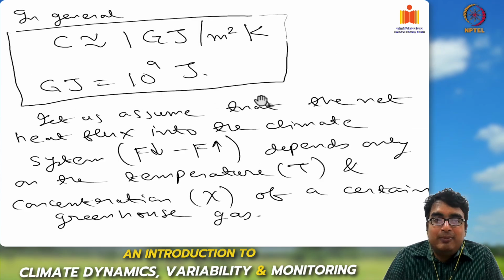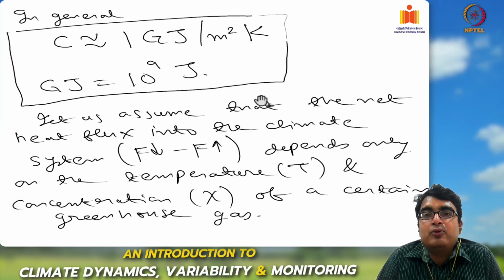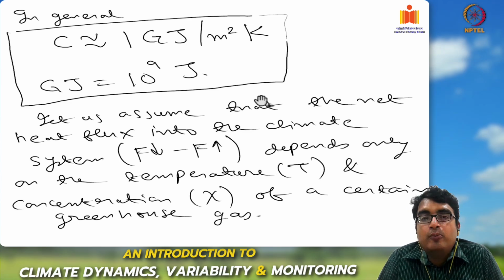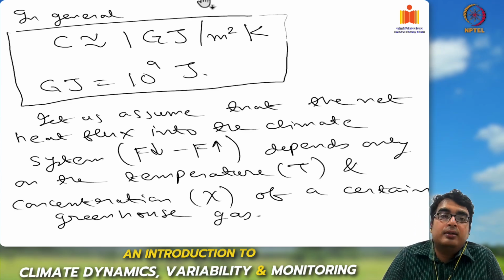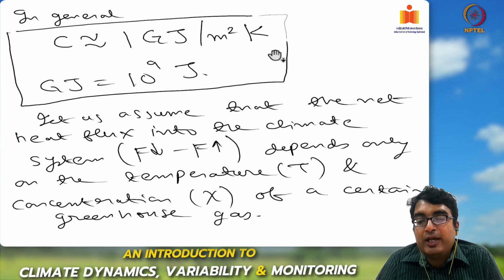With these approximations, we can measure the heat capacity per unit area of the mixed layer to be 1 gigajoule per meter square Kelvin. So the value of C we can put as 1 gigajoule per meter square Kelvin, where gigajoule is 10 to the power 9 joules. Clearly, this is a very large heat capacity as we would expect for a planet of our size.